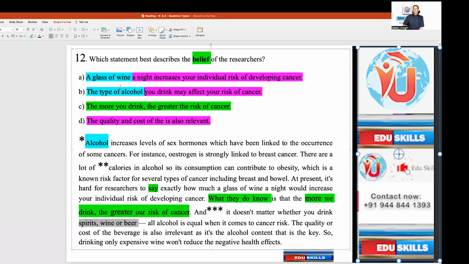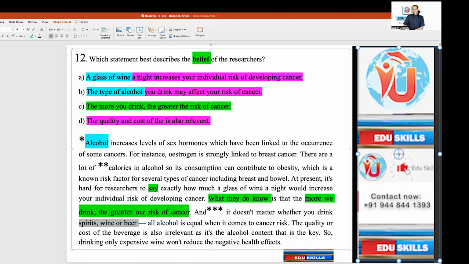Like paracetamol and painkiller. Did you understand the difference between painkillers and paracetamol? Painkillers is the common term, and paracetamol is one of them. So here alcohol is the common term. Here wine is one of them. A type of alcohol is one of the brands. So both go against the topic sentence. And quality and cost, again I said, you can eliminate it grammatically.